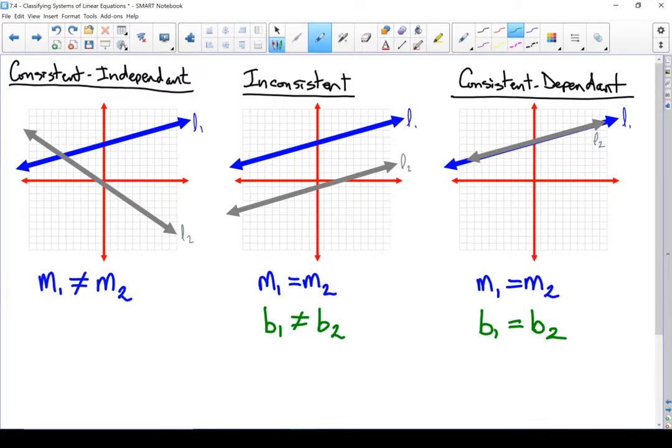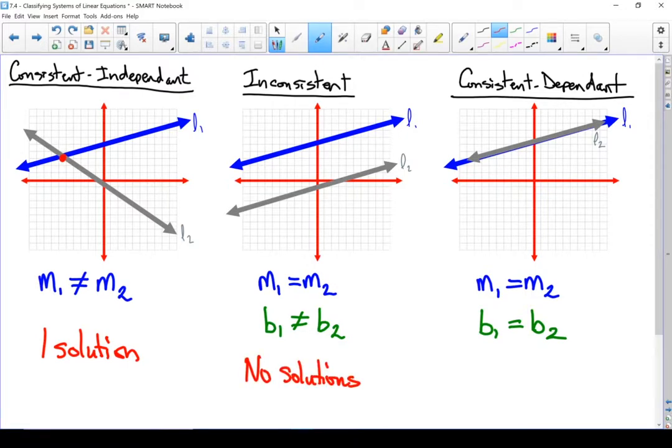So the main reason we're classifying these systems is so that we know how many solutions each system is going to have. Essentially, how many places do the two lines touch? When I look at the consistent independent system, we've got one solution. Those two lines only touch in one place. In the inconsistent system, those are parallel lines. They never touch each other. There are no solutions in an inconsistent system.